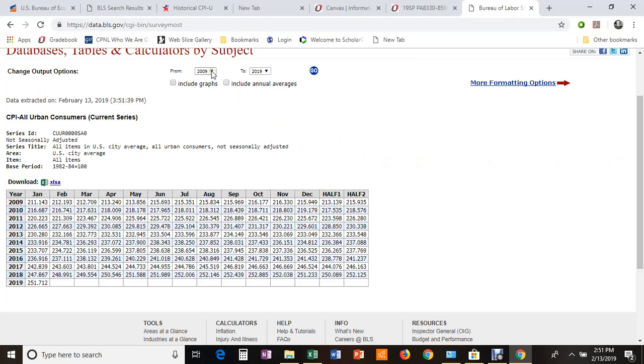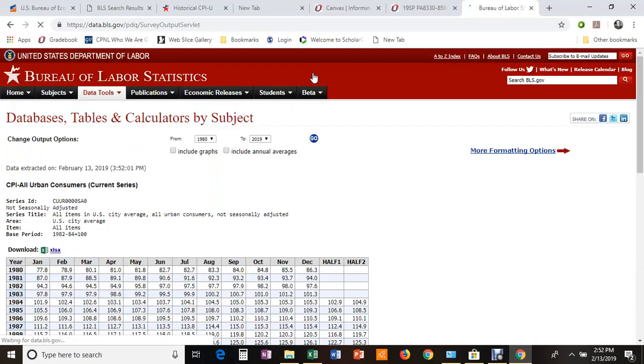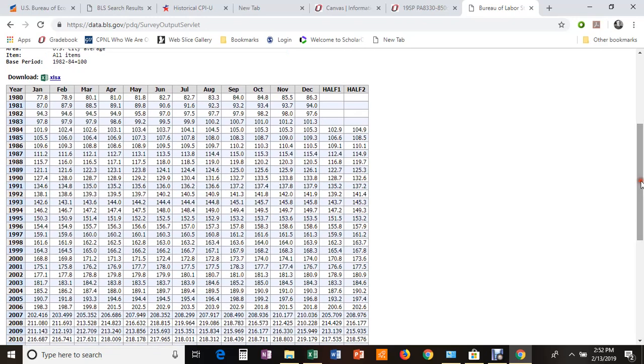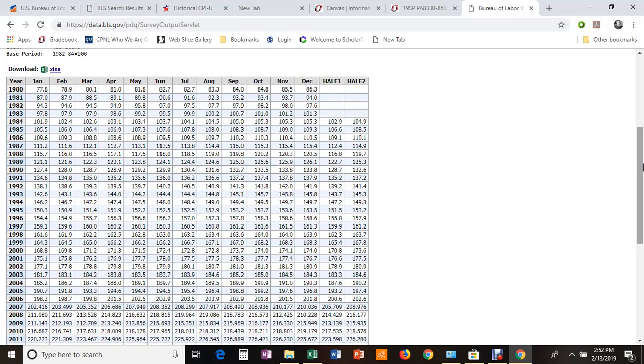I can actually adjust this by going back to certain years. I'll go back to 1980 on this one and hit go. And so it goes back to 1980 and it gives me the month by month CPI. Okay, so in this one, the reference year, the 100 year, is around 1984. So it says the base period 1982 to 84 is 100. Okay, so we talked about that a little bit, I think, in the lecture.